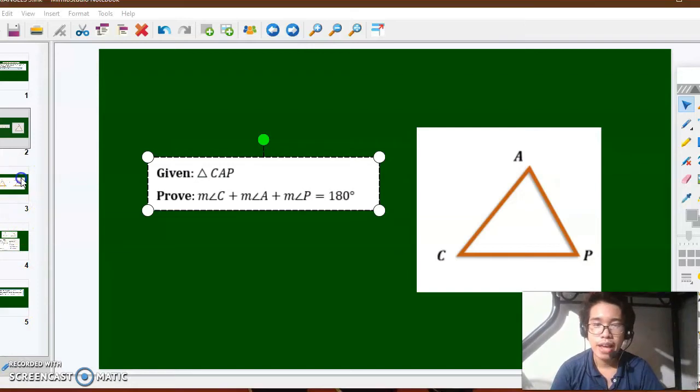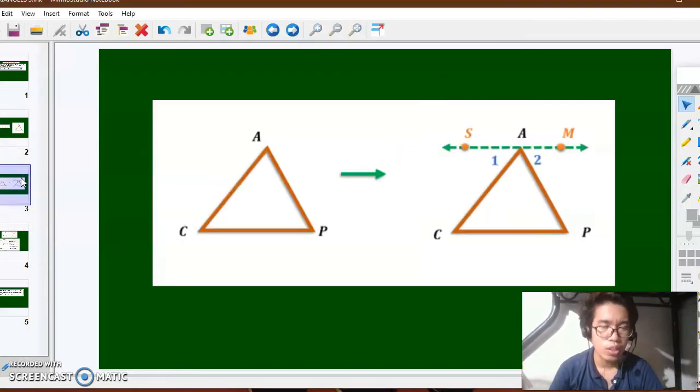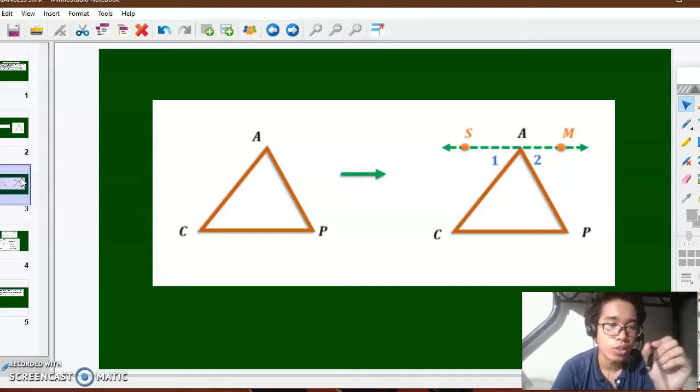So we need to have a plan. What do we need to do in order to prove the triangle angle sum theorem using deductive proof? We have to create a line, and not just any line. This line has to be parallel to line CP, the one on the bottom. We're going to name it line SM, and line SM has to be parallel to line CP.